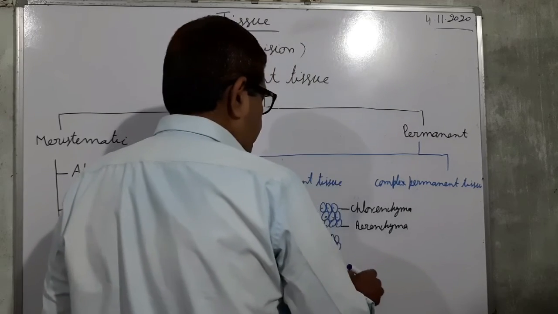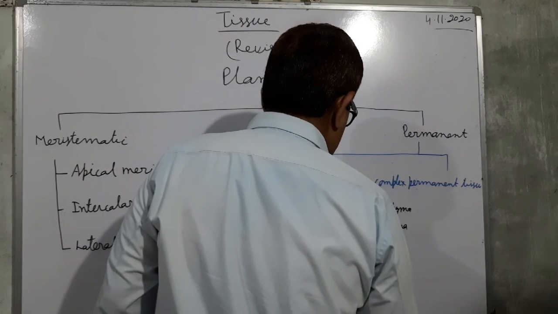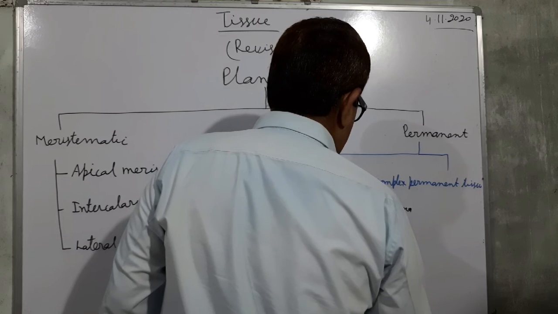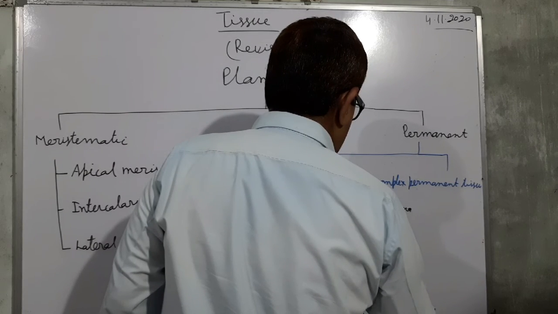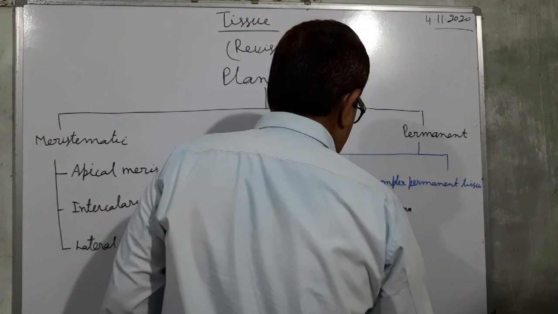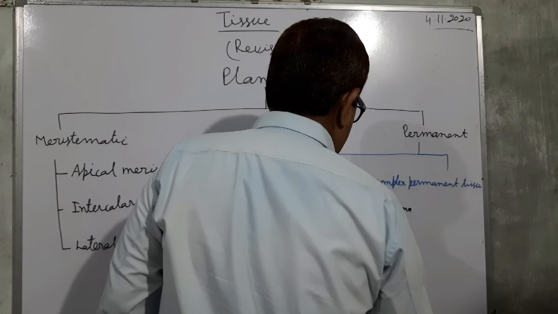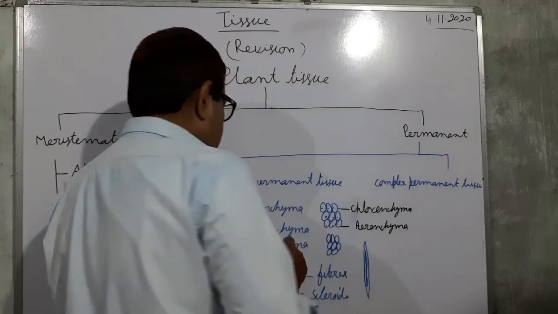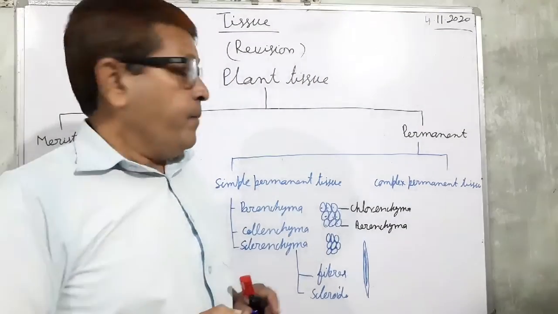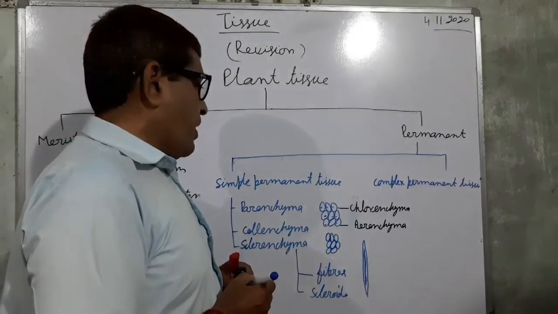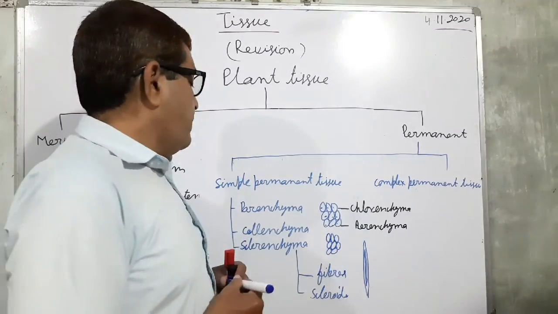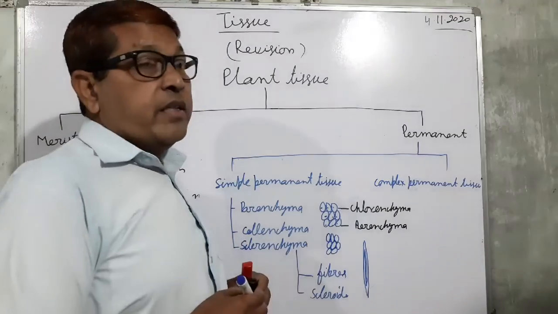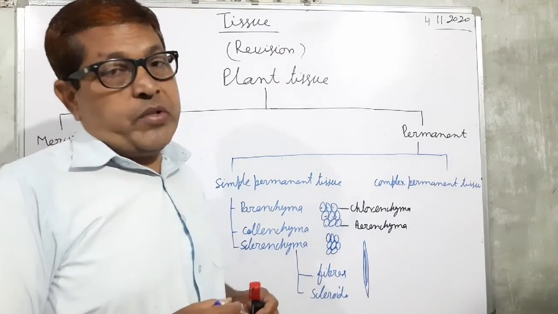Fibers are elongated cells with narrow lumens. Parenchyma and collenchyma are living cells, but sclerenchyma cells are dead at maturity.